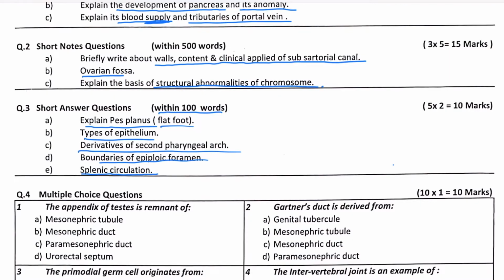Let me tell you, people simply write that the splenic circulation is by splenic artery and splenic vein. That is not correct, because they could have asked simply the blood supply of spleen instead. So while asking about splenic circulation, they are asking you the intrasplenic circulation.